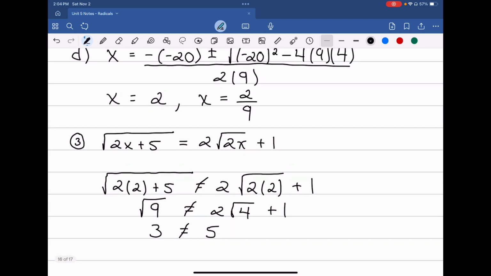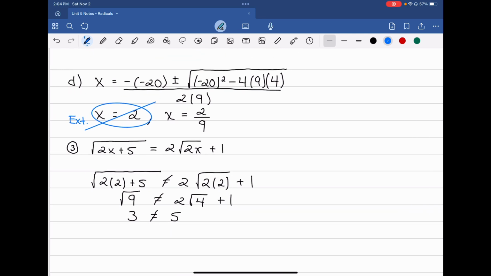So therefore, we can go up to our x equals 2, circle it with our blue pen here, and then write extraneous next to it, just indicating that, hey, this is not one of the solutions. It does not work. Now what we want to do is just make sure, does 2 over 9 work?